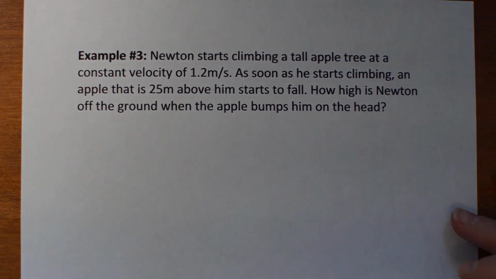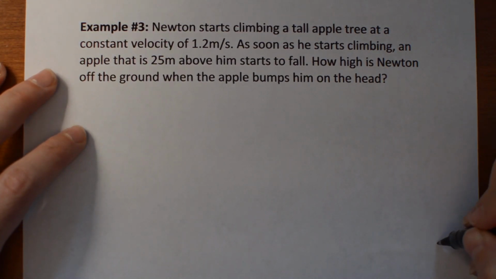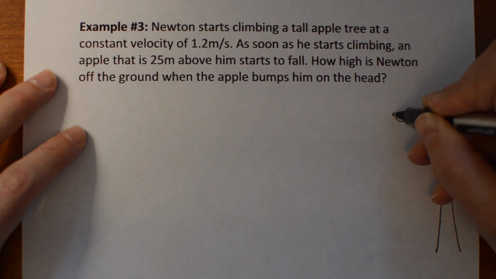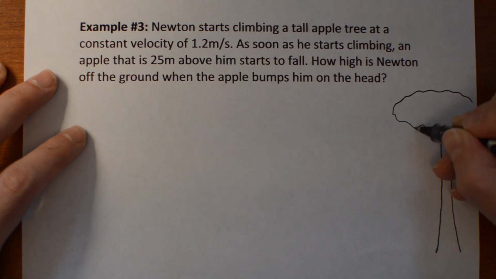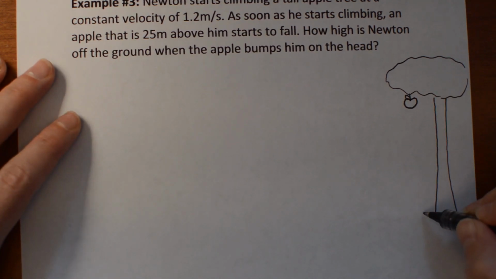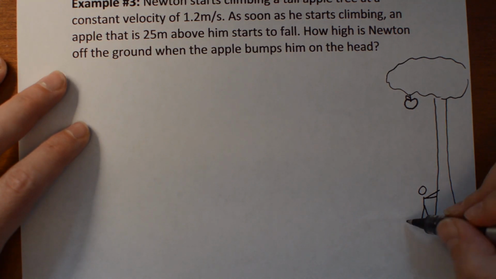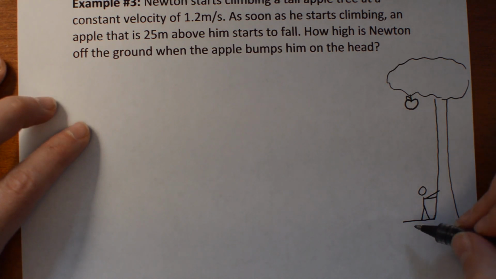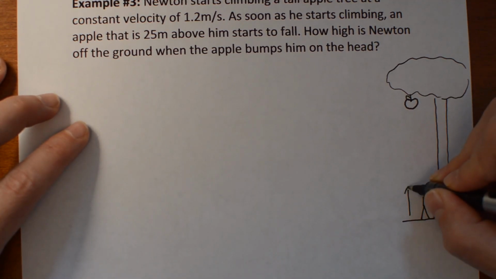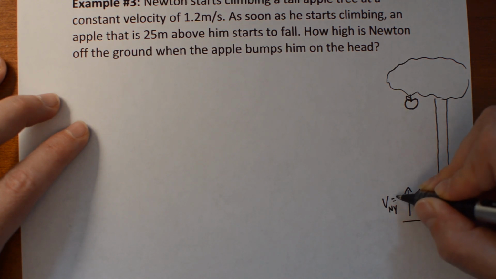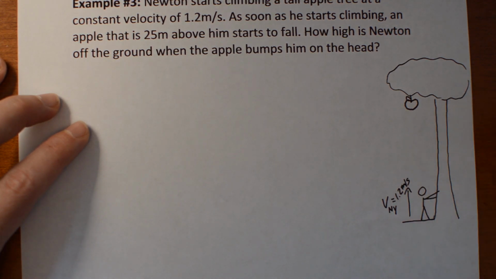All right, let's do one that's similar but in the vertical direction. So here, I have Newton climbing a tree. So here's a tree. Make it nice and tall for my picture. There we go. It's got an apple on it too. So there's a little apple hanging from the top. And Newton decides he wants to climb up this tree. He starts out on the ground and he starts moving upwards with a velocity. So the velocity of Newton in the y direction is 1.2 meters per second.